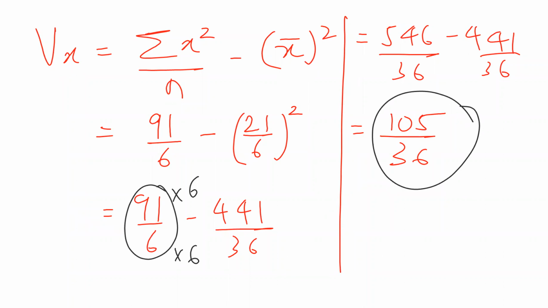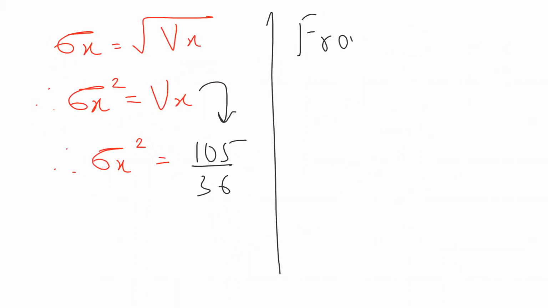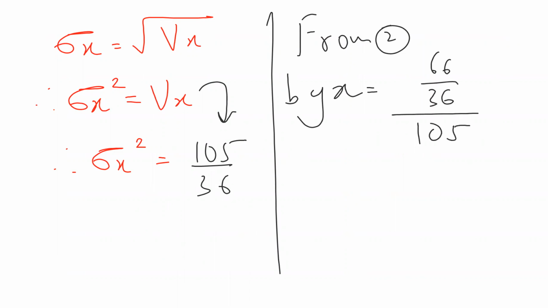Okay, so go to equation number 2 now. This is equation number 2. We have covariance, we have standard deviation of x square. Put these values in equation number 2. So I'll write from 2, byx is equal to covariance, 66 upon 36, and variance, that is standard deviation of x square, 105 by 36. So just reduce this. 66 upon 105, it's divisible by 3, so 22 upon 35. Now you can very well divide this. Again and again it's not advisable to divide and waste your time in the exam. Divide it for once.